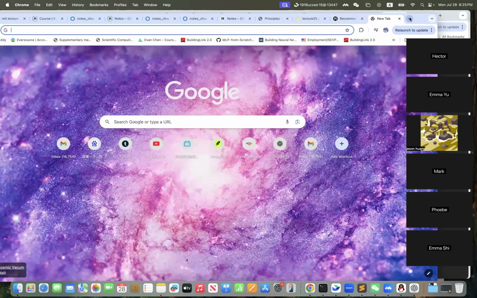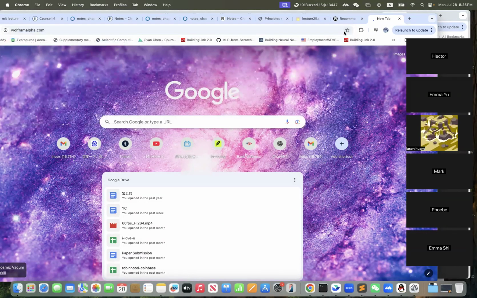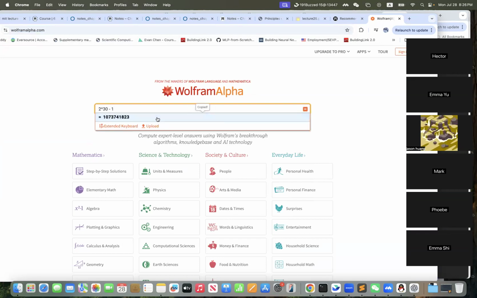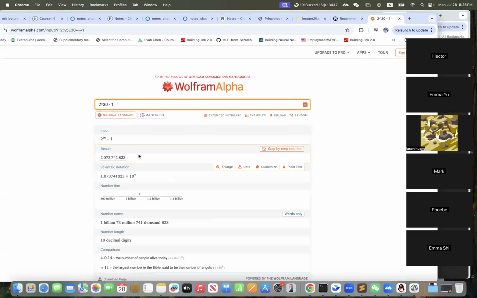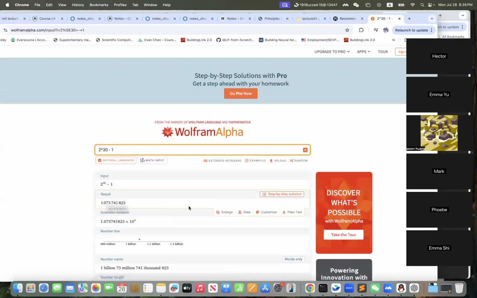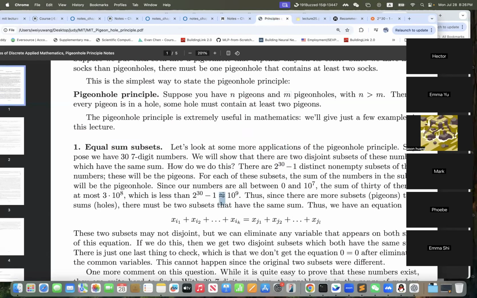So let me find a calculator. So 2 to the power of 30 minus 1. Okay, so the answer is this. It's actually a little bit larger than 10 to the power of 9, right? It has 10 digits, you see 10 digits here. So it's slightly larger than 10 to the power of 9. Yeah, but very close. So this means approximately. And we know that 10 to the 9 is larger than this number, right?